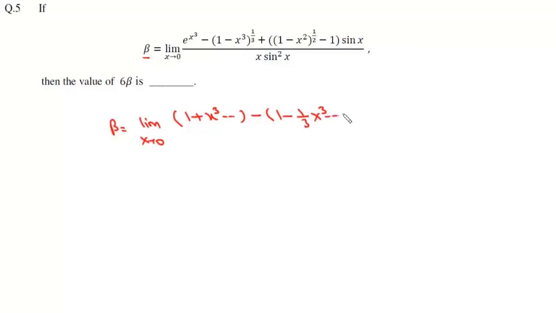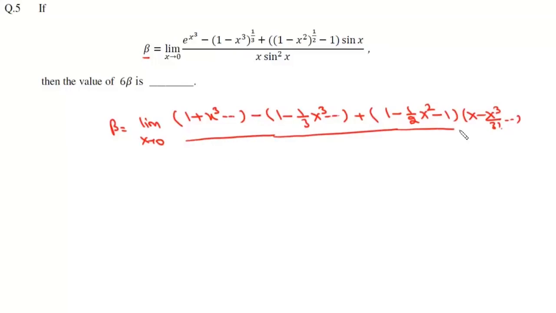Plus, now here it is 1 minus 1 by 2 x square minus 1, and sine x is x minus x cube upon factorial 3, whole divided by x, and this is x minus x cube upon factorial 3, whole square. Now here this 1 and 1 will cancel, and here also this 1 and 1 will cancel.